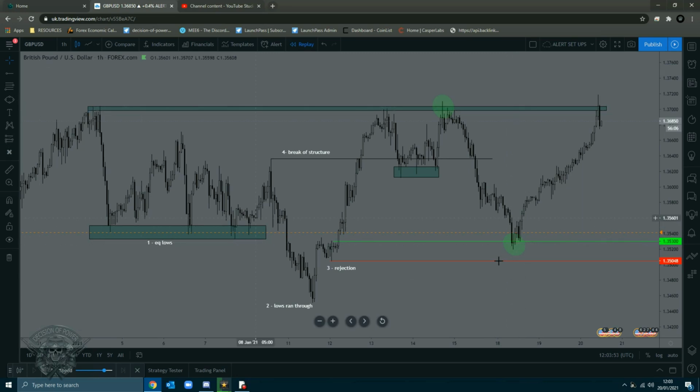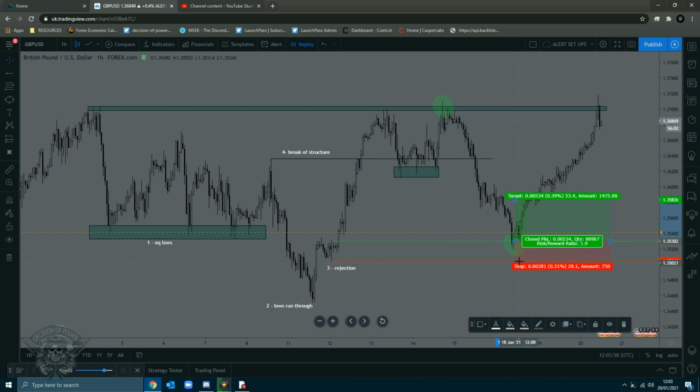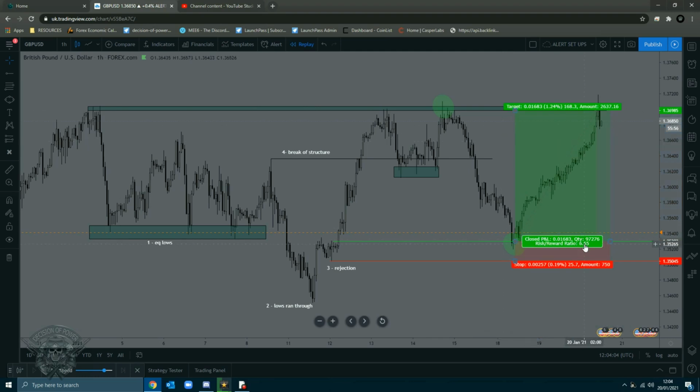Now, if you're looking for risk to reward, that was the position there. That would have been the target. That would have been a 6.55 to 1, so not too bad there.